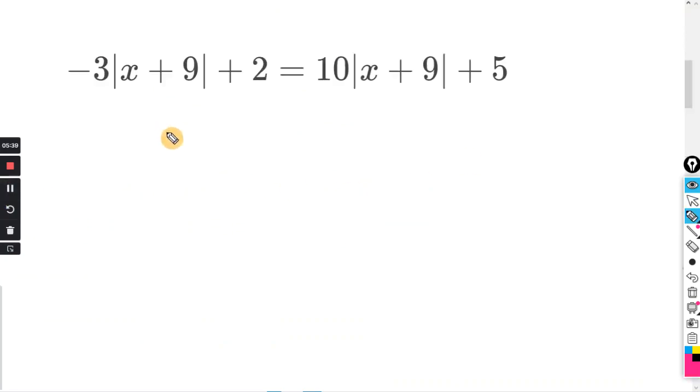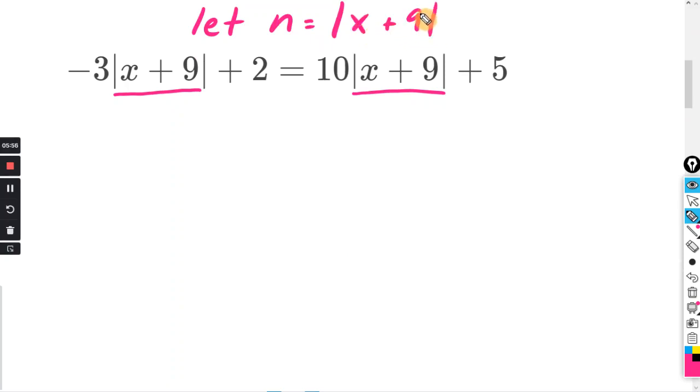All right, once again, notice that we have the absolute value of x plus 9 on both sides. All right, so I'm going to let n, you can use any letter you want, but I'm going to let n equal the absolute value of x plus 9. Okay, so wherever I see that, I'm going to plug in n. So we have negative 3, and absolute value of x plus 9 is just n. I have plus 2, and that equals 10. Absolute value of x plus 9 is just n, and then plus 5.